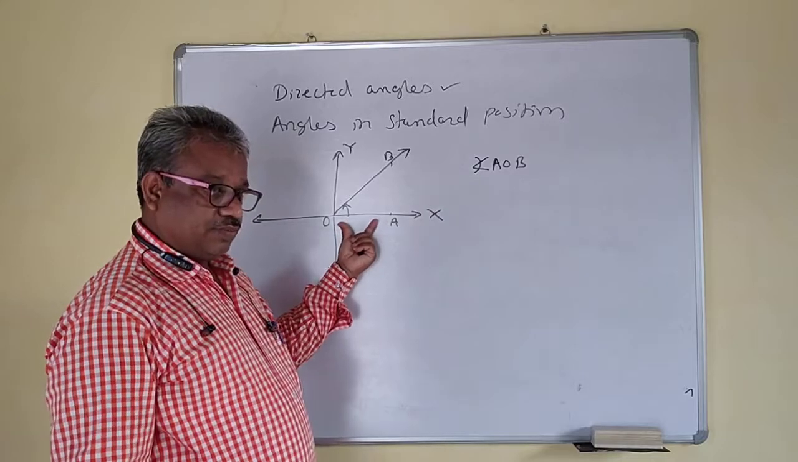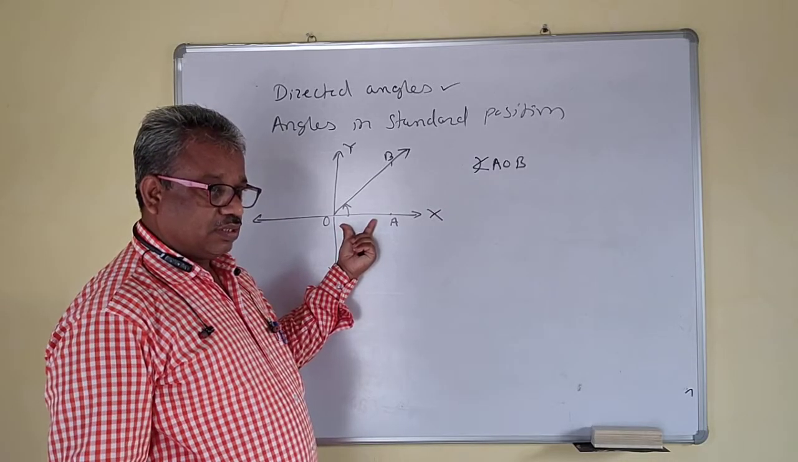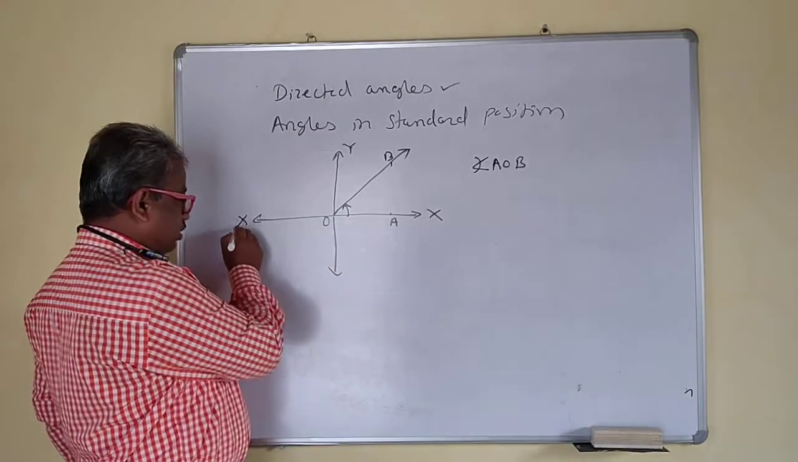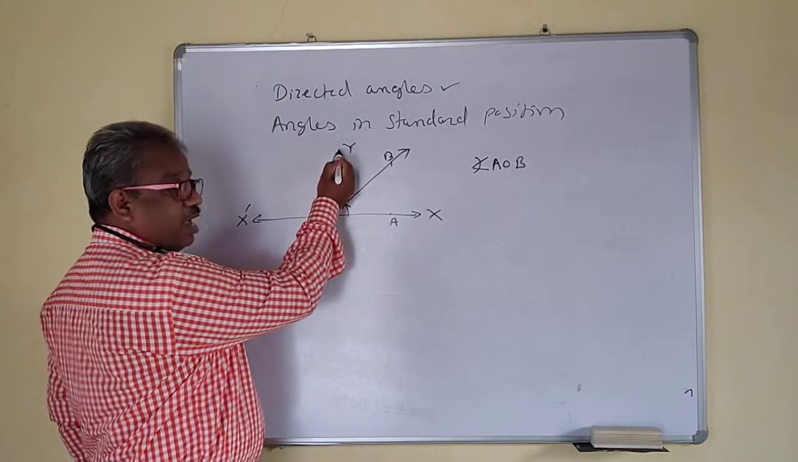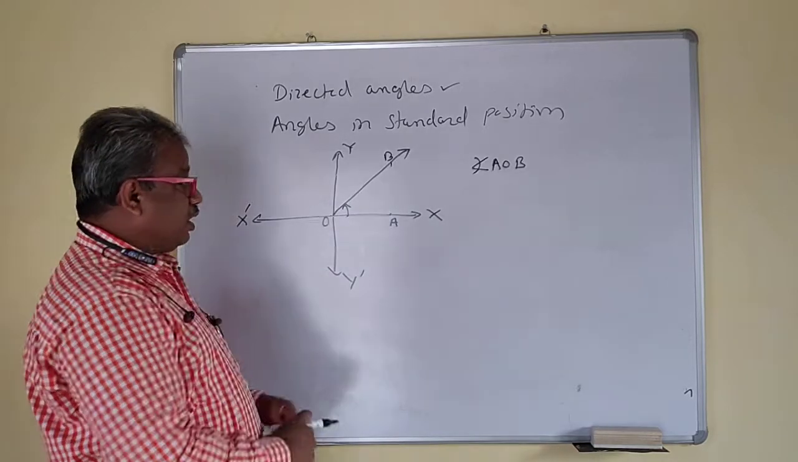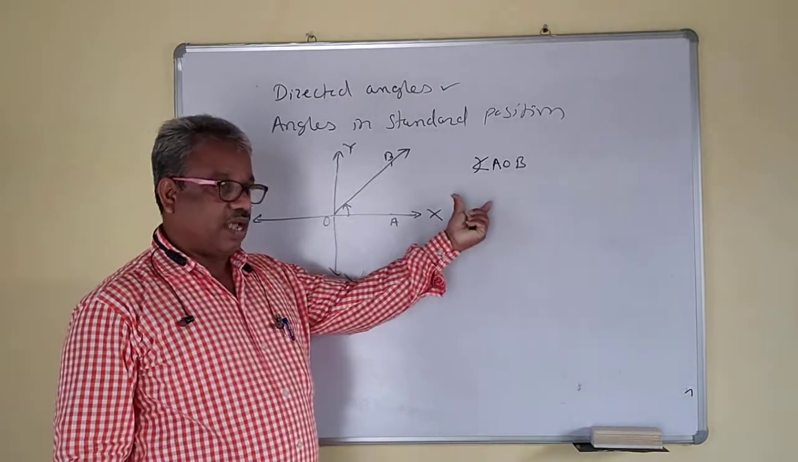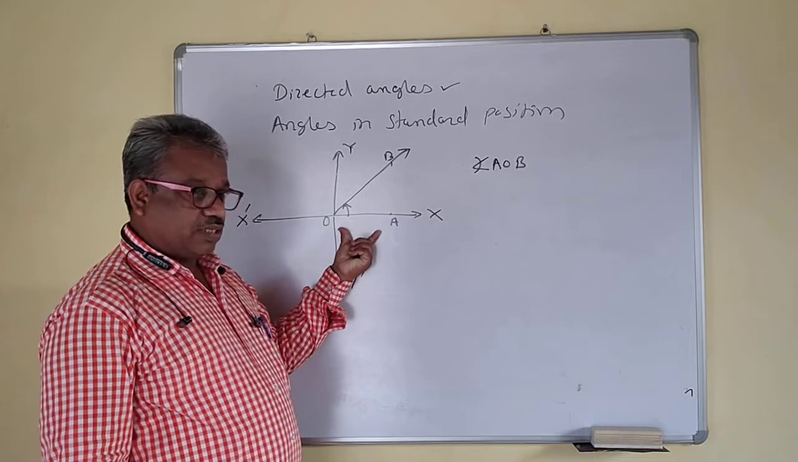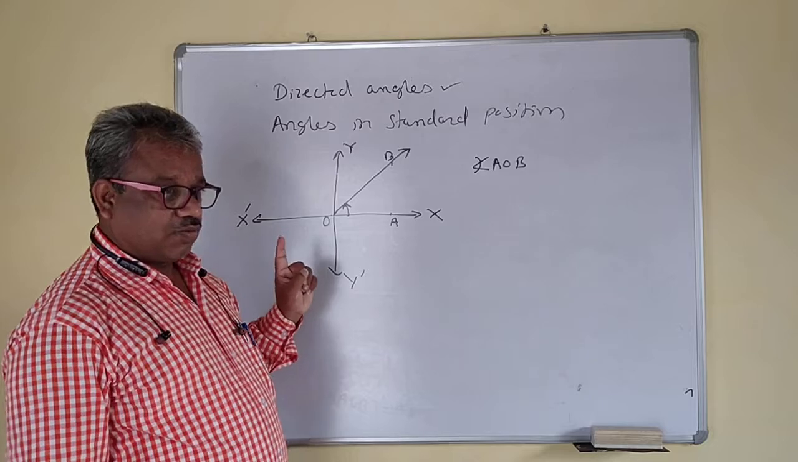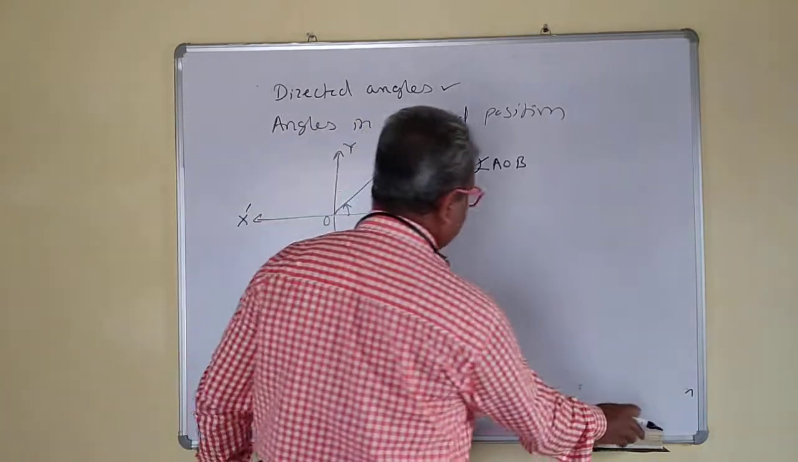Directed angle AOB is called the angle in standard position if its initial arm, that means this OA, is on positive x-axis. This is positive x-axis. This is negative x-axis. And this is positive y-axis OY, and this is negative y-axis, right? If the initial arm of the directed angle is on positive x-axis, then such directed angle is called angle in standard position. Just we write the definition there.